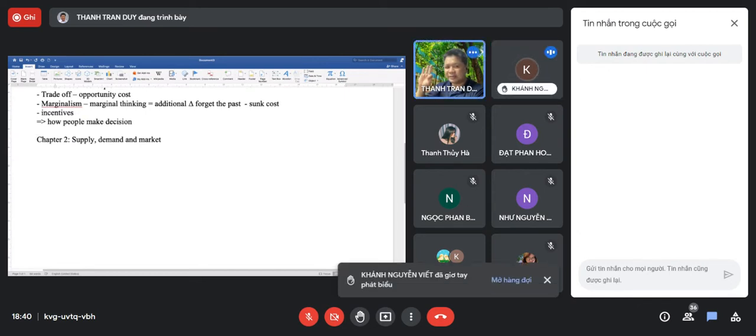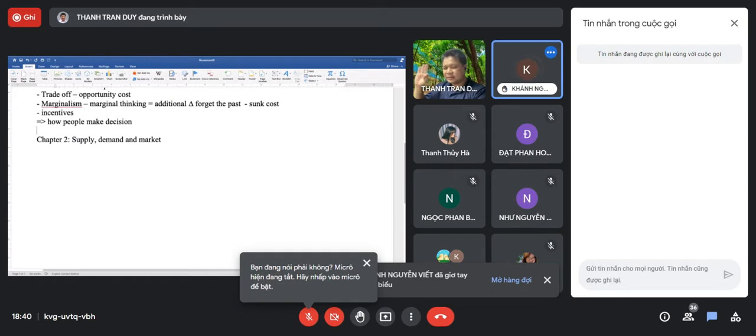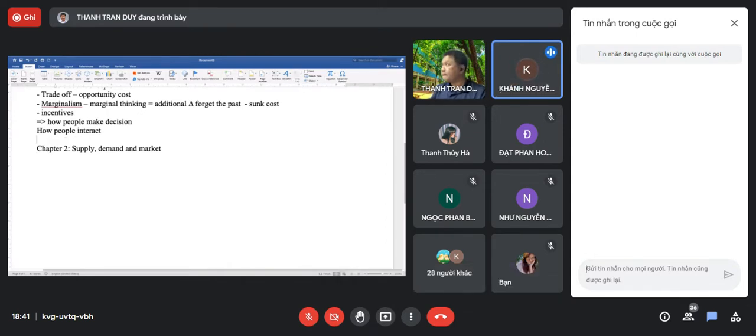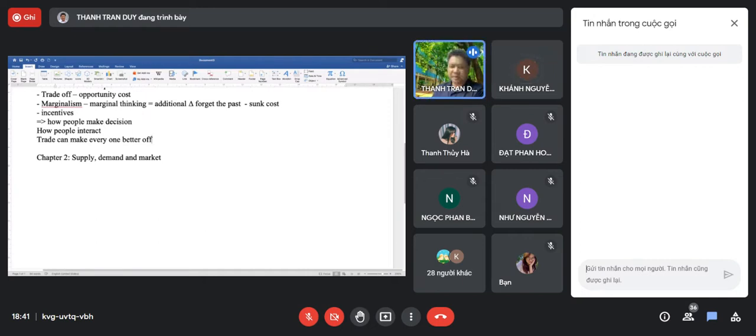How people interact. There are three principles. Trade and interdependence can be mutually beneficial. Markets are usually a good way of coordinating economic activity among people. The government can improve market outcomes.